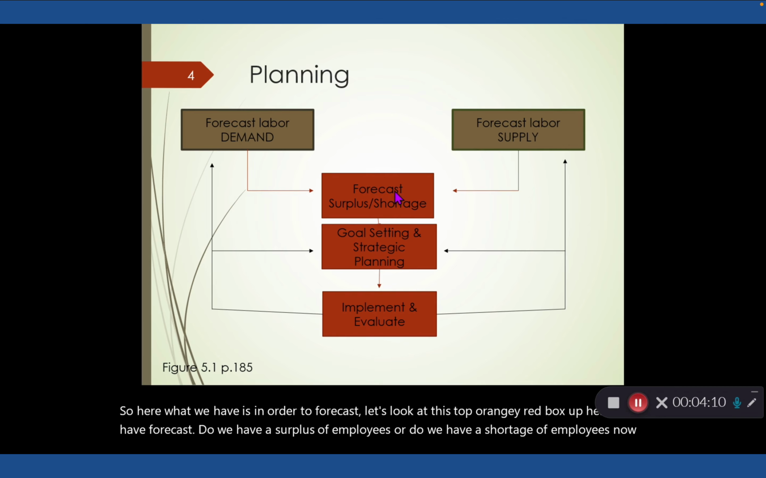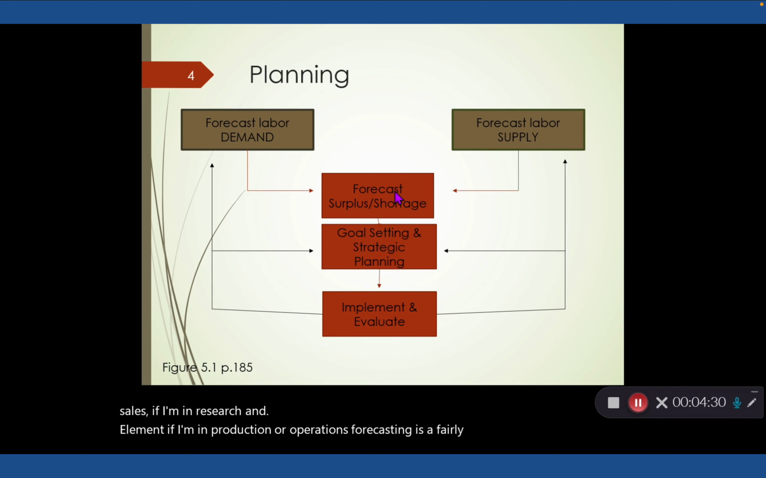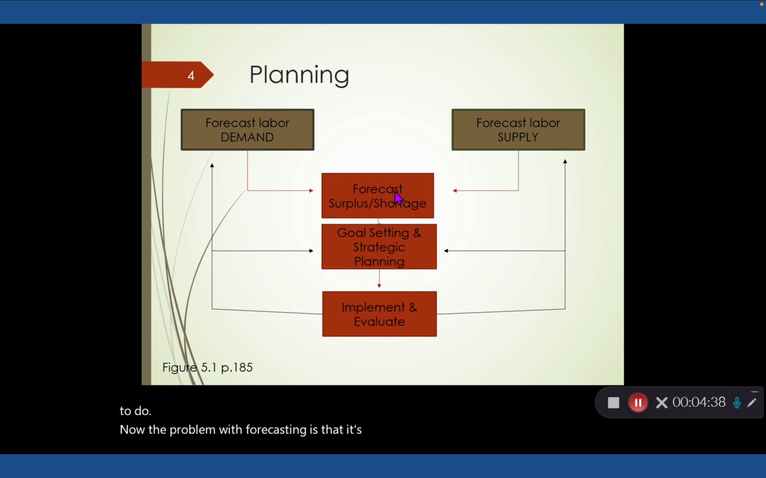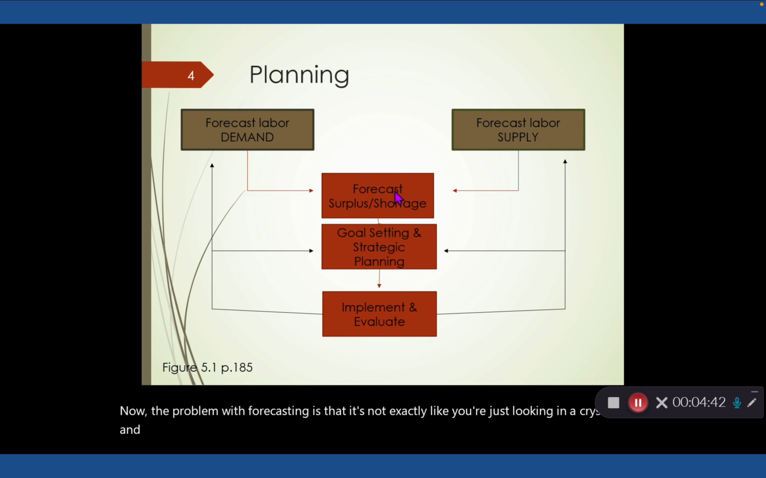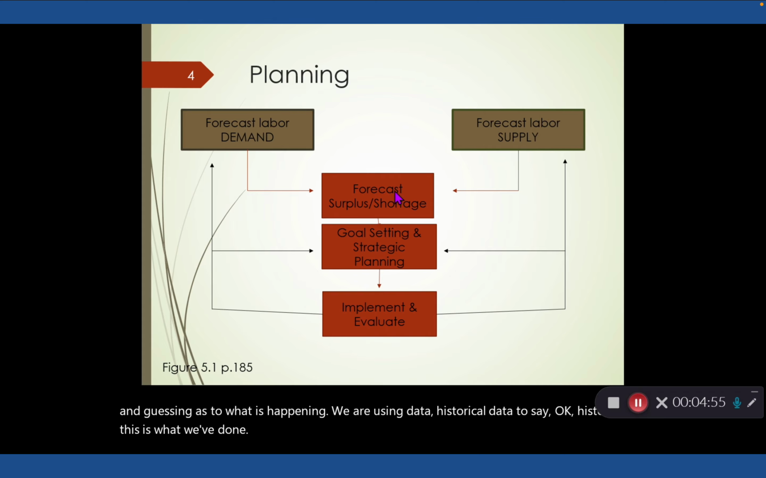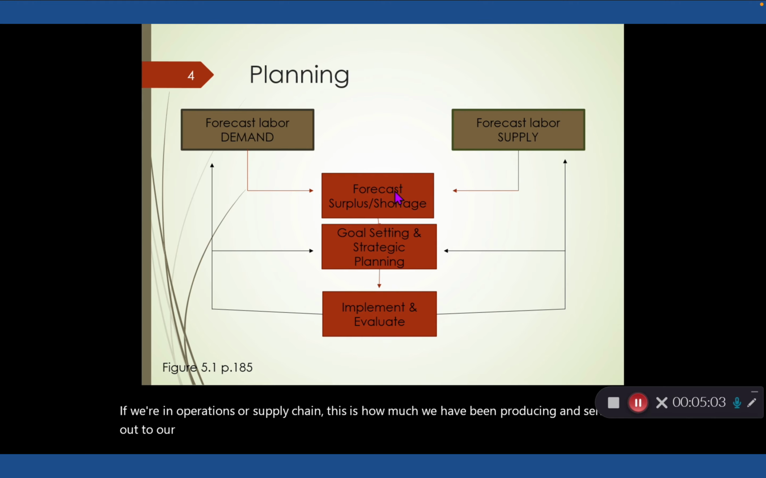Now, forecasting is a fairly common activity that any manager has to do. If I'm in marketing, sales, research and development, production or operations, forecasting is a fairly common activity. The problem is that it's not like you're just looking at a crystal ball and guessing what is happening. We are using historical data to say, historically, this is what we've done. If we're in operations or supply chain, this is how much we have been producing and sending out to our vendors. So based on historical records, this is what we think we'll need to do in the future.